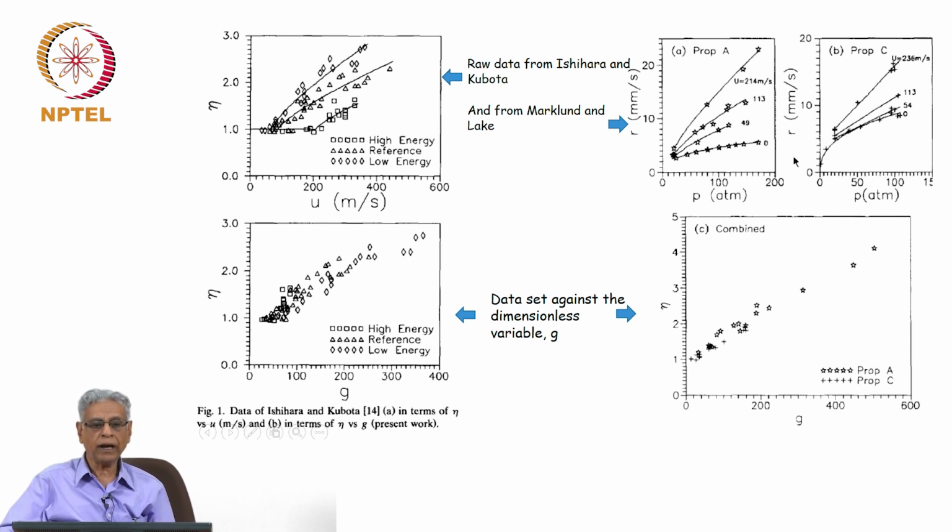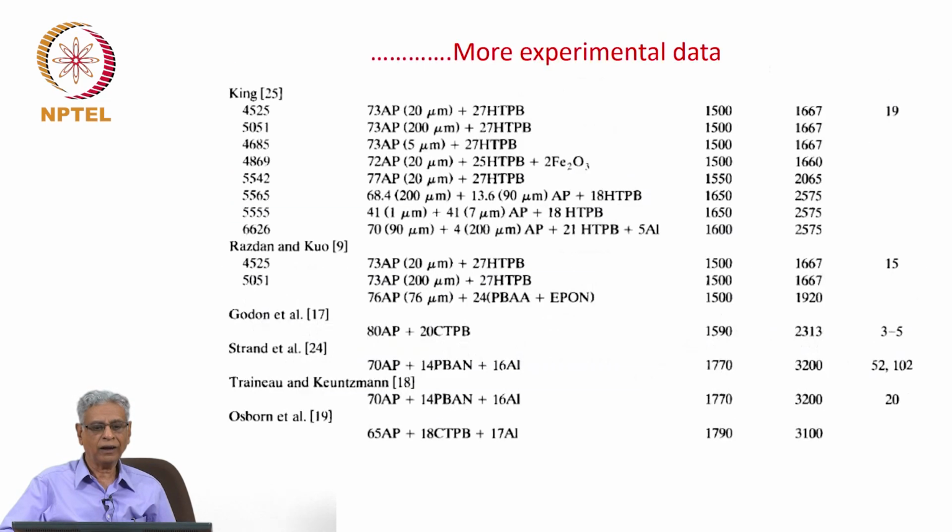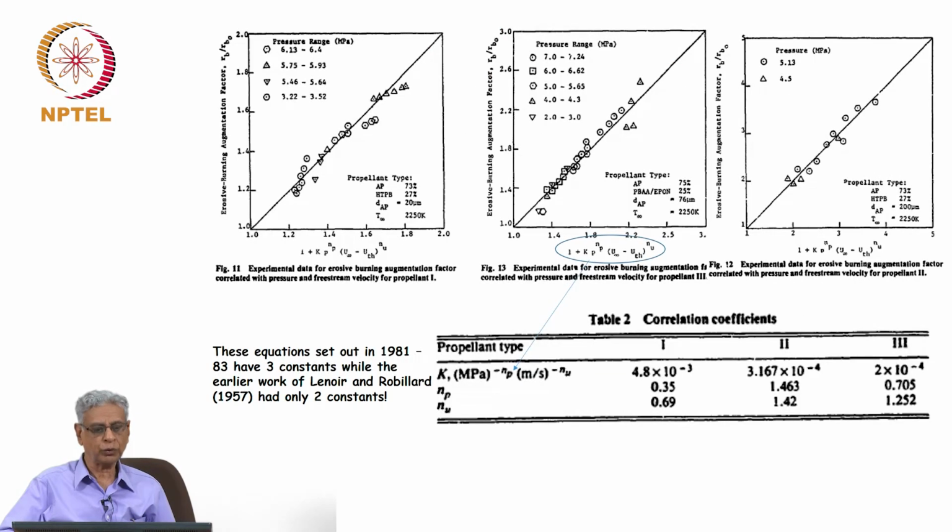And you look at the data from Markland Lake, all this data set. Just by choosing the coordinate axis and the parameter properly, you will find this data goes into this set of points, which are essentially clustered around a single curve. Now, this is the one which gave a hint that the behavior of erosive burning is not as complex as was seen in these expressions which you see here.